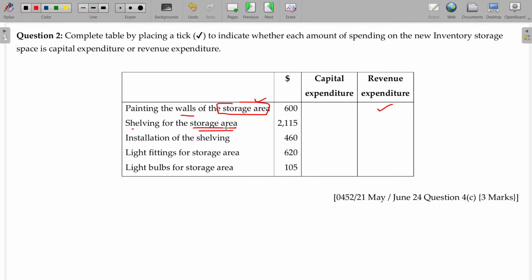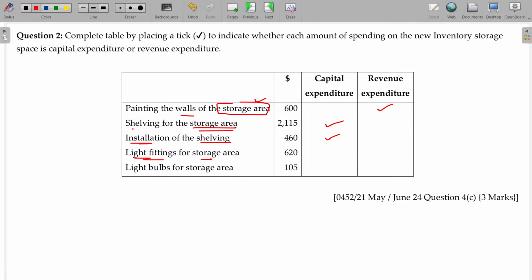Now you are making the shelves and all in the storage area. This is one time and will give the benefit for a longer period, so capital expenditure. Installation of shelves is capital expenditure. Unless you make the shelves and other things ready, that storage is not sufficient to store all the materials. It's not proper to store.